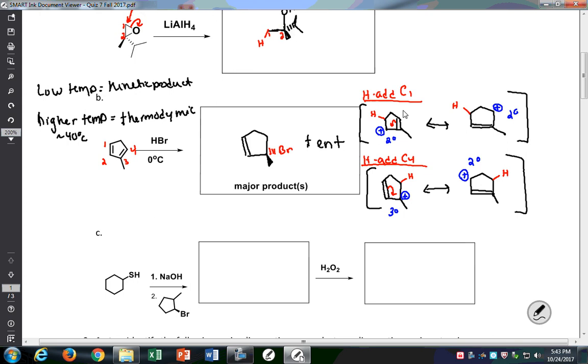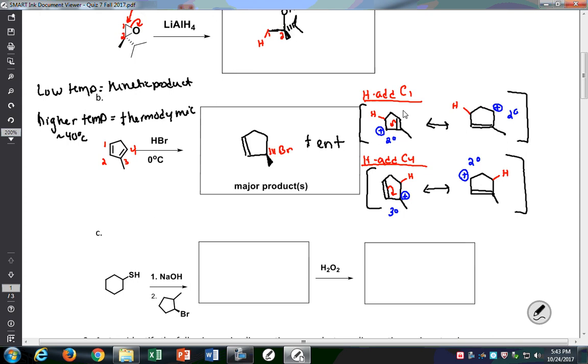So this is tri-substituted, this is di, and this is tri. You'd actually form both of these. But you wouldn't form this one. That one's unstable. And remember, these 2 things lead to the same product. So you wouldn't draw 3 different products, just 2.